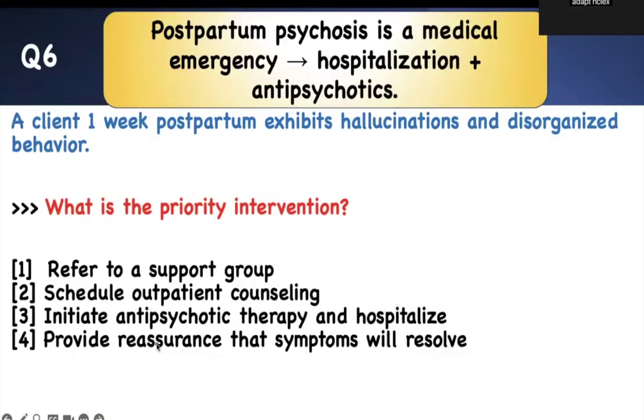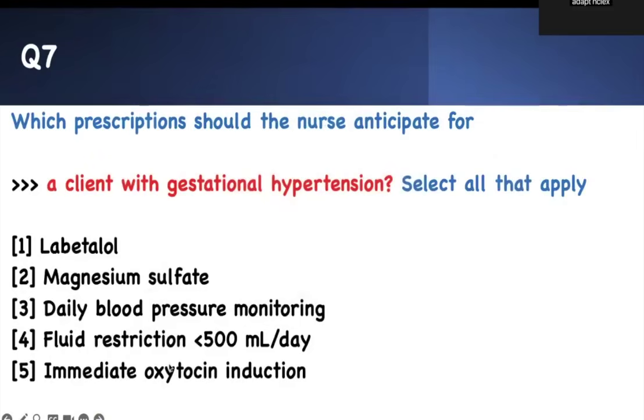Number 7, and this is the key. Postpartum psychosis is a medical emergency. Hospitalization and antipsychotic are your key. A client with gestational hypertension, she has hypertension, not preeclampsia. Pay attention to it. Which prescription should the nurse anticipate? Right? Select or apply. Labetalol, magnesium, daily blood pressure monitoring, fluid restriction, immediate oxytocin induction. Stop the video, put down your answer.